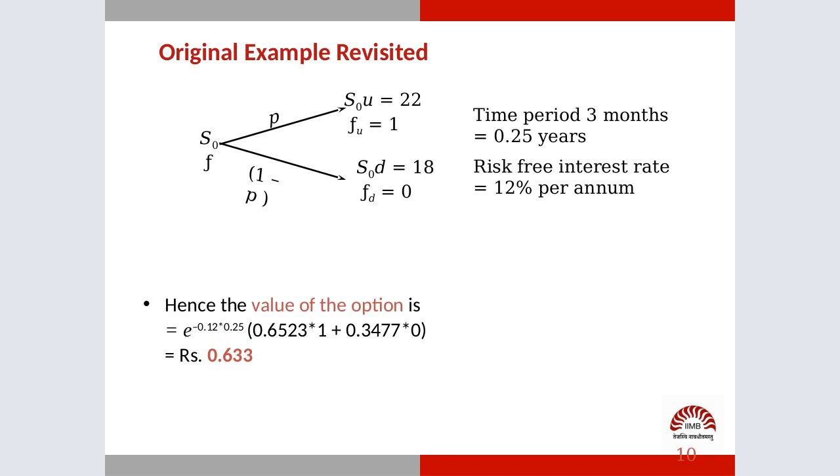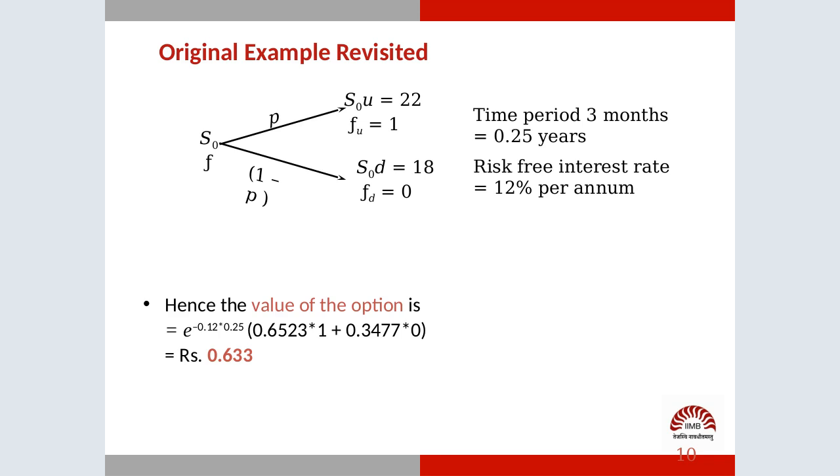So now plug in the values. I know R is given to be 12%. T is 3 months or 0.25. So I can calculate e to the power of RT. U: from 20, if it goes to 22, 20 times U is 22, therefore U is 1.1 going up. And for D, it goes down from 20 to 18. So 20 times D is 18, therefore D is 0.9.